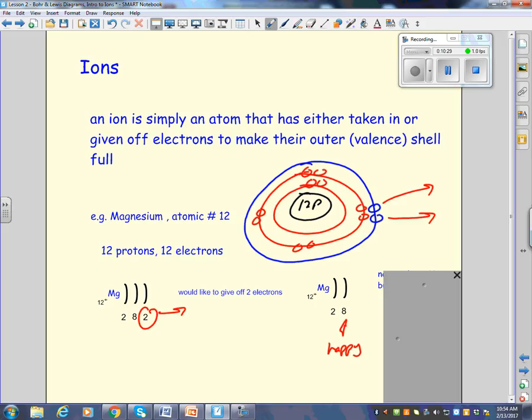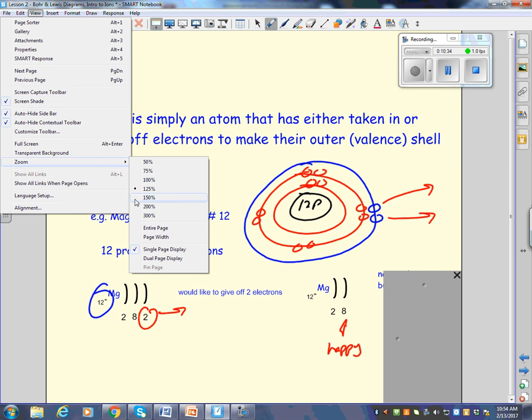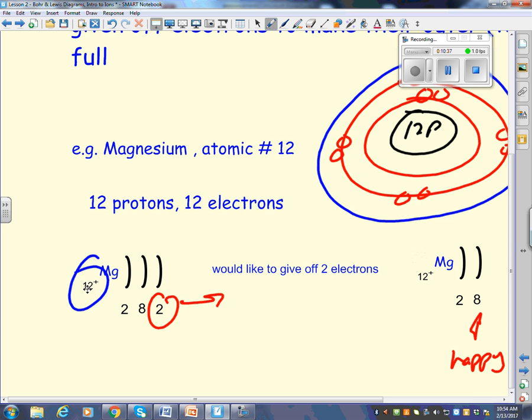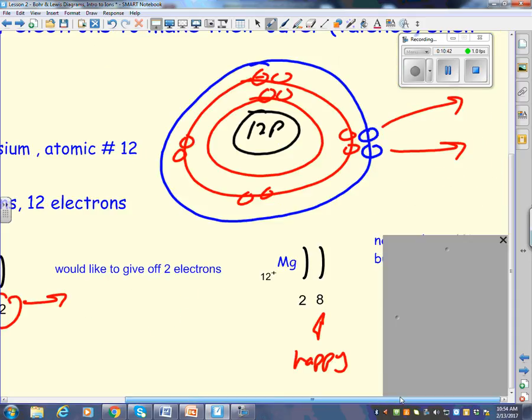If it's an atomic number of 12, that means it's got 12 protons. I don't know if I've made that big enough for you to see, so I'm going to make it bigger. It has 12 protons here. After it gives away electrons, does it still have 12 protons? It does. So it has 12 positive charges, but now it only has 10 negative charges. And just like in junior high, middle school, when you've got plus 12 and minus 10, you have an overall charge of plus 2. Okay? And that, my friends, is an ion.